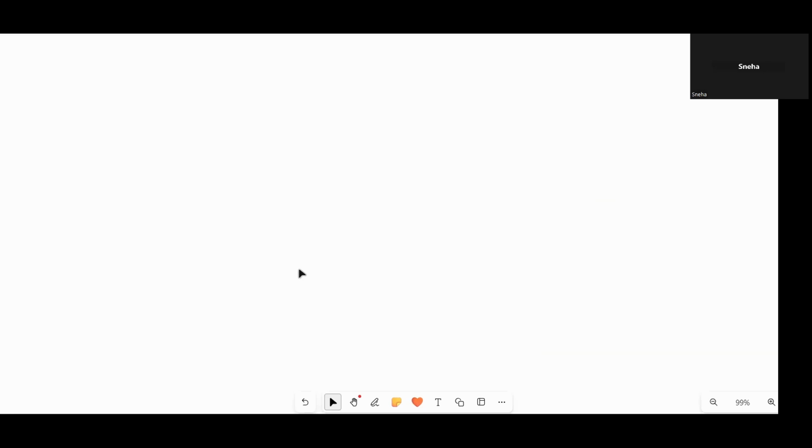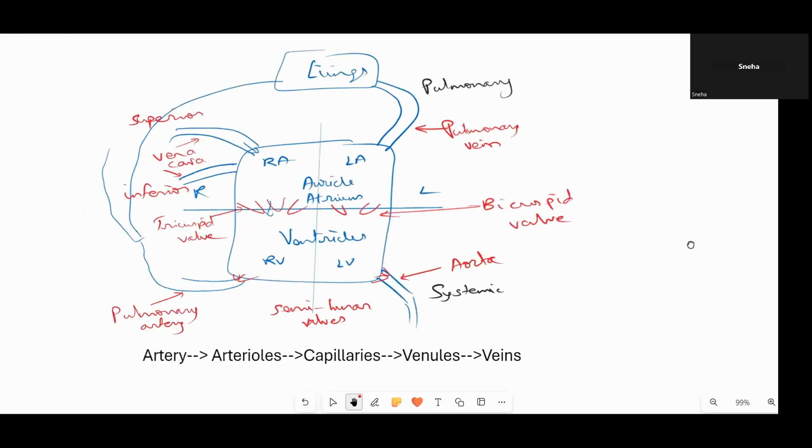See, this is the left side, this is the right side. In between that, there is a separation. Do you know what that separation is called? What separates the heart into the two sides, left and right? That muscular layer in between is called the septum.